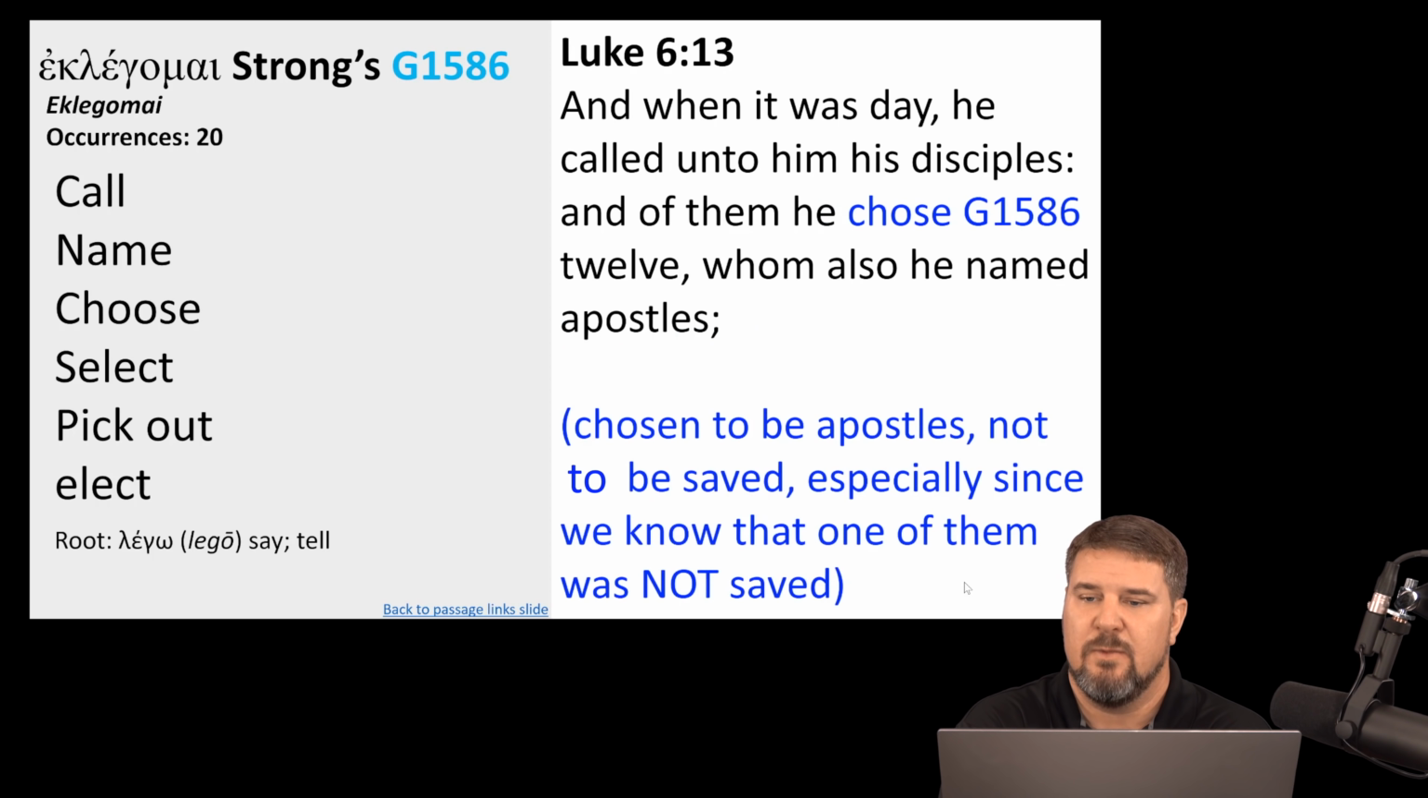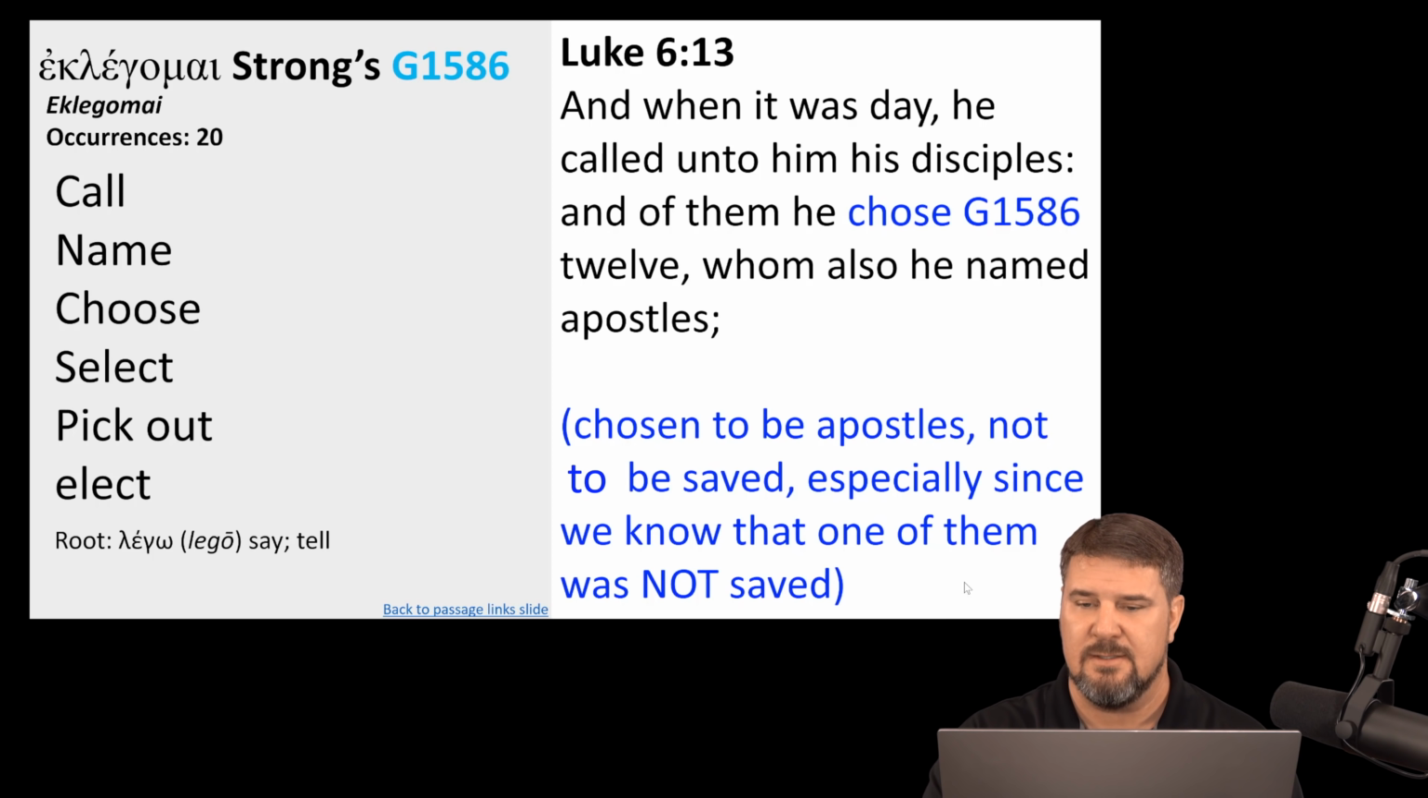In Luke 6:13, "when it was day, he called unto him his disciples, and of them he chose twelve whom he named apostles." Now they're chosen to be apostles, not to be saved, especially since we know that one of them was not saved. So whenever you read, "Ye have not chosen me, but I have chosen you," he's talking to the apostles. He chose twelve apostles to be apostles, not to be saved, because there were other people who got saved that weren't the apostles.